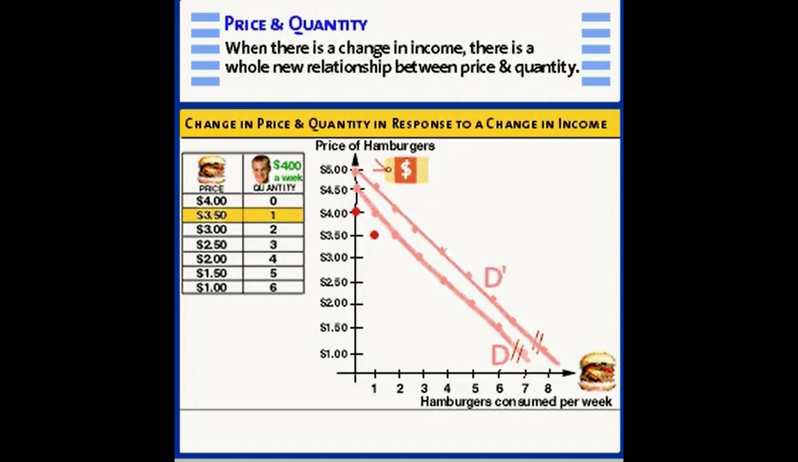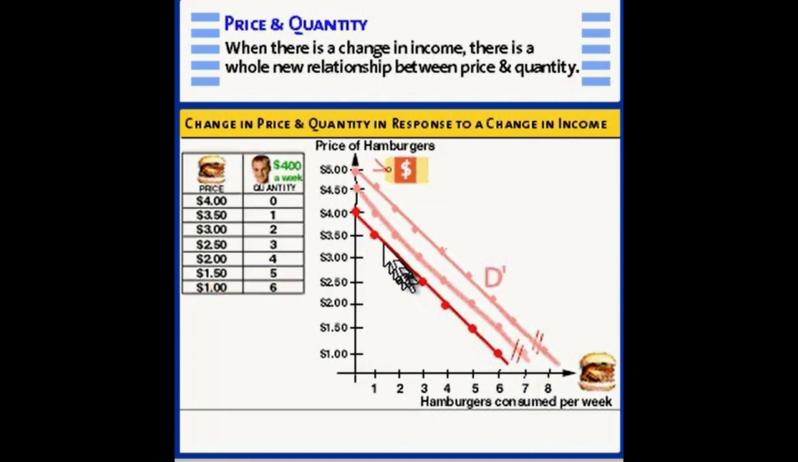If the price drops down to $3 a hamburger, Bob will buy two hamburgers. We get a dot like this. And so forth. Just go through and fill in the numbers from the chart. $2.50 gets us three hamburgers. A price of $2 gets us four hamburgers. A price of $1.50 gets us five hamburgers. A price of $1 gets us six hamburgers per week. And so forth. Now, if I want to connect these numbers, I can form the new demand curve for Bob at the lower income. So let me connect these dots.